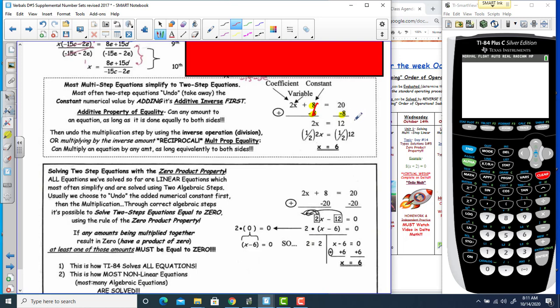So we could either divide out the coefficient of 2, or we could multiply by the reciprocal. Division is the same as multiplying by the reciprocal. And instead of dividing by 2, we can multiply by a half. Half of 2x's is 1x, and half of 12 is 6. The answer is 6. So there's a couple of things that are interesting about this.